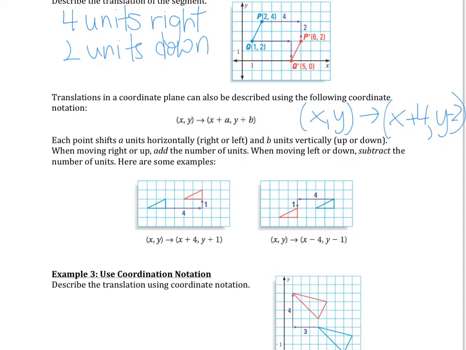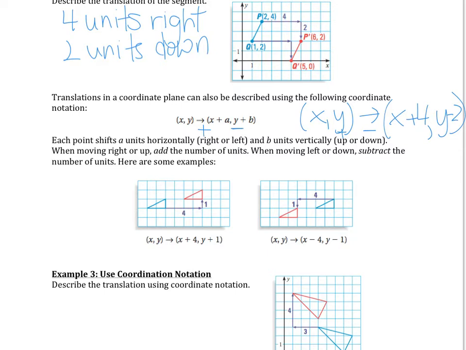So again, horizontally the x is moving right or left. If it's moving to the right, you're adding. To the left, you're subtracting. So to the right is adding, to the left is subtracting. And then the b is affecting the y. It's moving up or down vertically. So up would be adding, down would be subtracting.